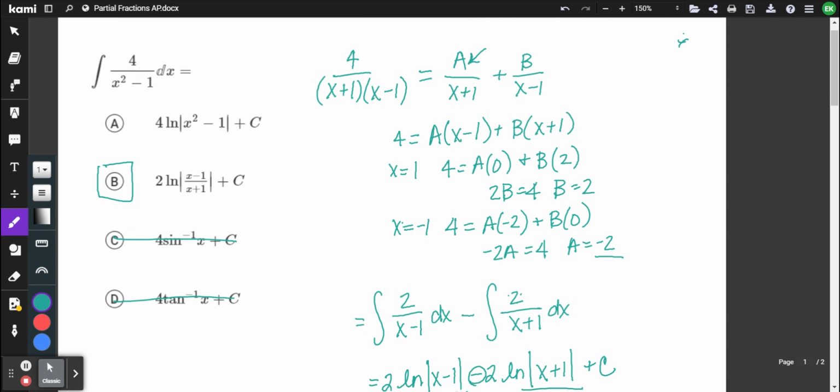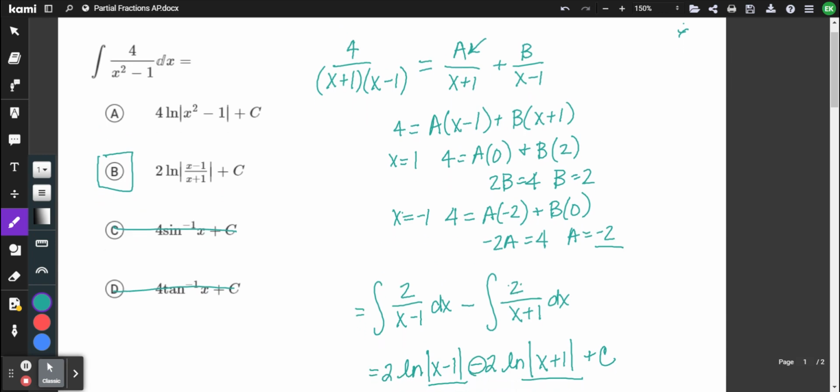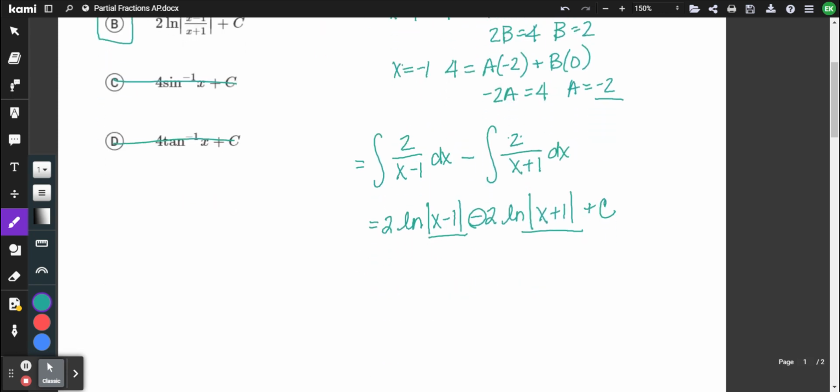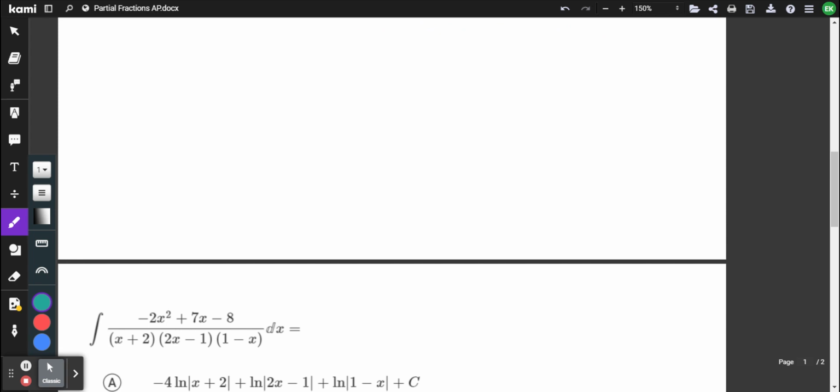Okay. So this is not too bad. This isn't too terribly difficult. You didn't need any second degrees or anything like that. So that was kind of helpful. Let's look at another example of an AP style question.